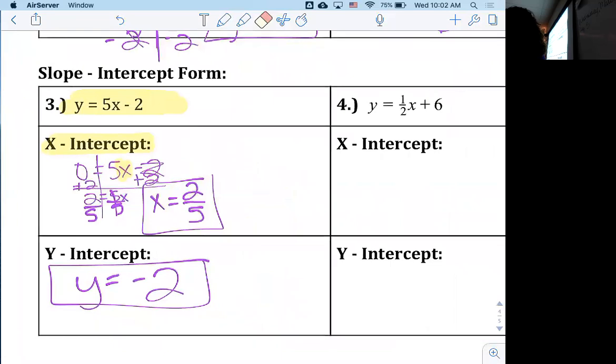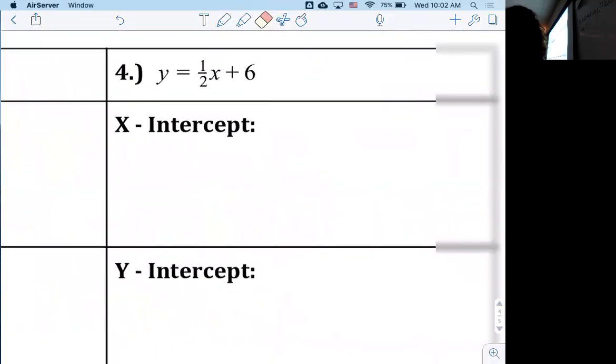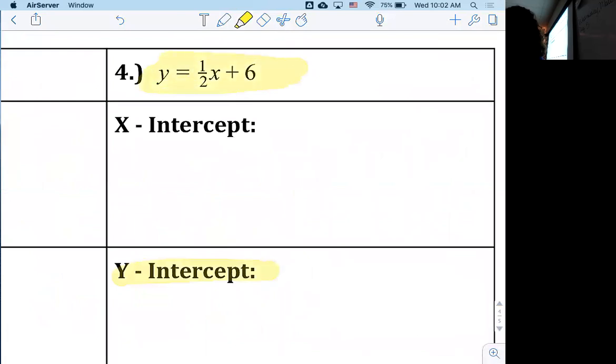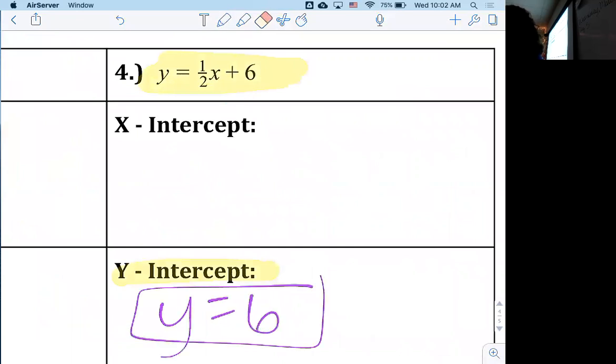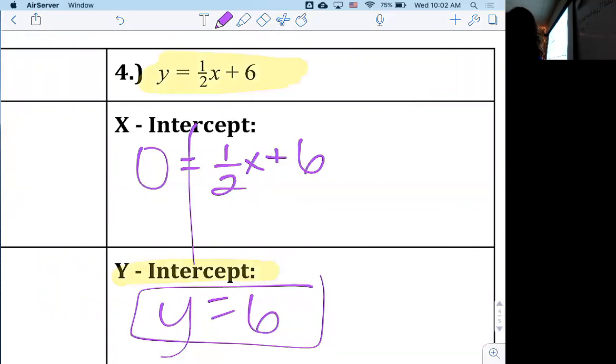Okay, all right, last one, number 4. Let's start with the y-intercept first. So looking at our equation, y equals 1/2 x plus 6, what is our y-intercept? Wally? 6, yeah. That thing right there, y equals 6, perfect. All right, so now x-intercept, we are going to replace our y with a 0. And we are going to now solve for x. So notice it says x-intercept, x is still in the problem.